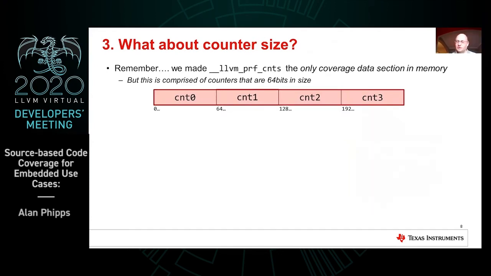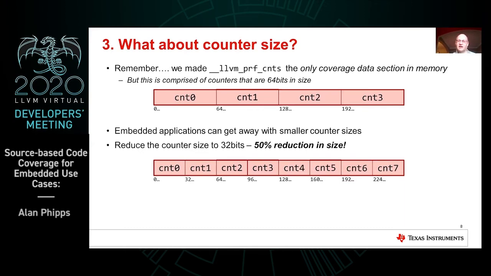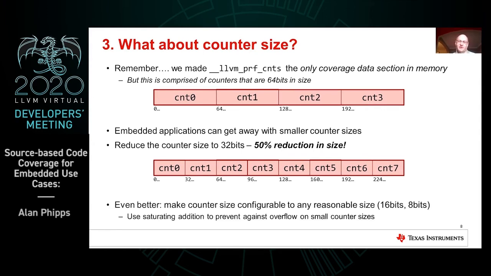Another thing you can explore doing is reducing the size of the counters themselves. Currently, they're set at 64 bits, but in embedded applications, you can get away with smaller counter sizes. Even a reduction to 32 bits would be a 50% obvious reduction in size. You could go even further and make the size configurable to any reasonable size that suits your embedded application, like 16 bits or even 8 bits.